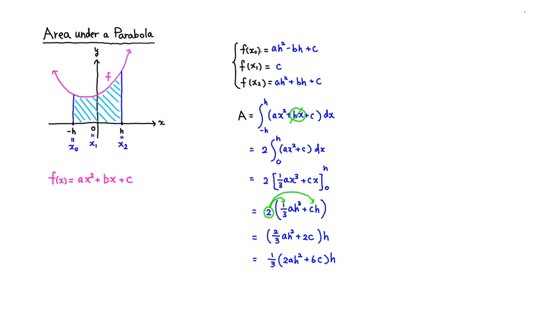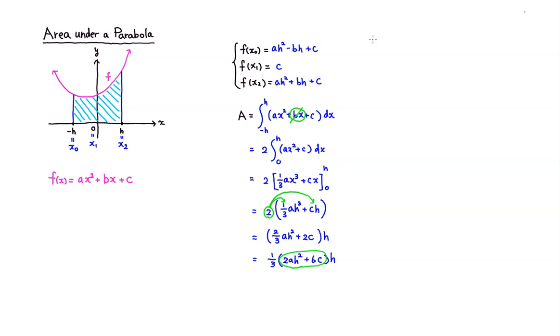So we have this expression, and we want to think about how to express it using f of x0, f of x1, and f of x2. Let's look at this portion right here. How do we create that? We have ah squared and ah squared here, so we can create 2ah squared by adding those two.